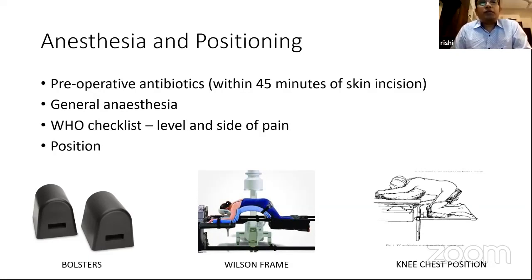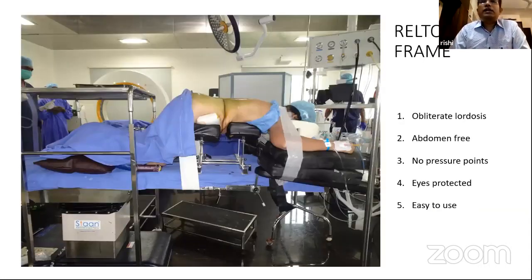The patient is placed prone, and to obliterate the lumbar lordosis, we can use multiple equipments. Bolsters can be used, the Wilson frame can be used, or a knee chest position can be used. We generally use the Relton Hall frame. This Relton Hall frame is an equipment which is easy to use. It helps in obliterating the lordosis, and the abdomen hangs free so that there is no pressure over the inferior vena cava. So we don't have engorgement of veins during the surgery. And make sure that you protect all the pressure points while positioning the patient.